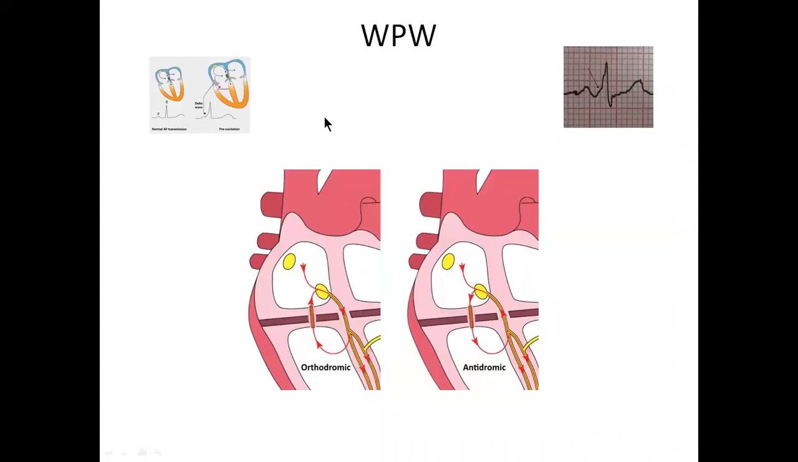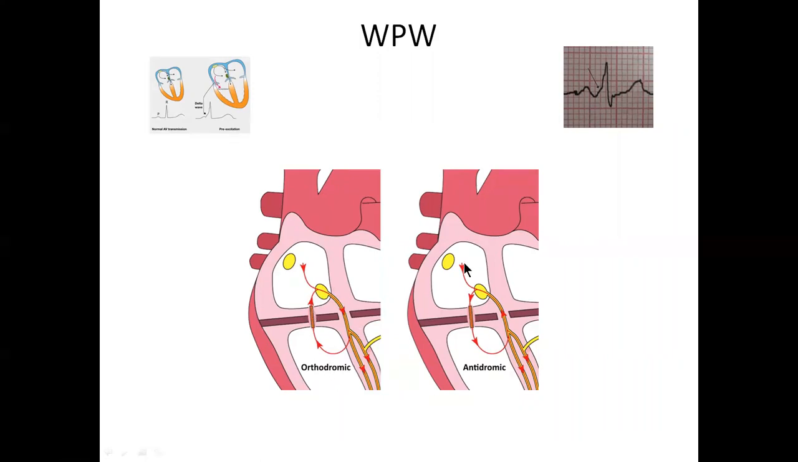The reason why you need to know about WPW is something bad can happen. What is that? So here is the SA node. Current comes through to the AV node and gets into the ventricle, and then through the accessory path it can go back into the AV node and create a re-entrant tachycardia.